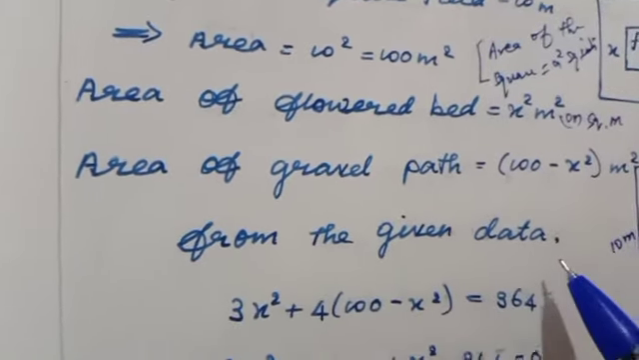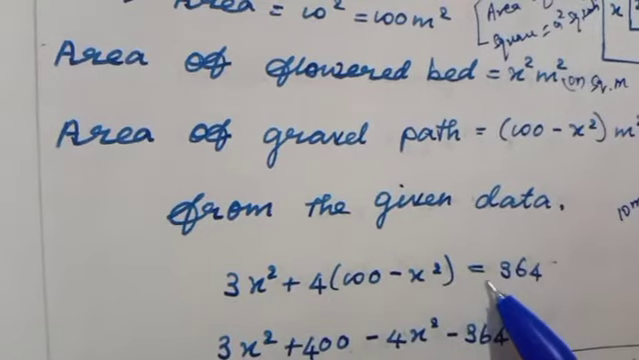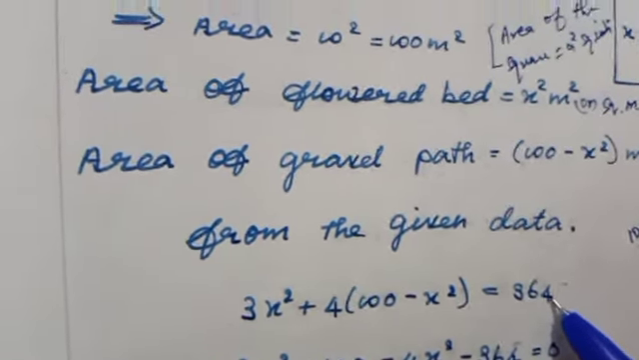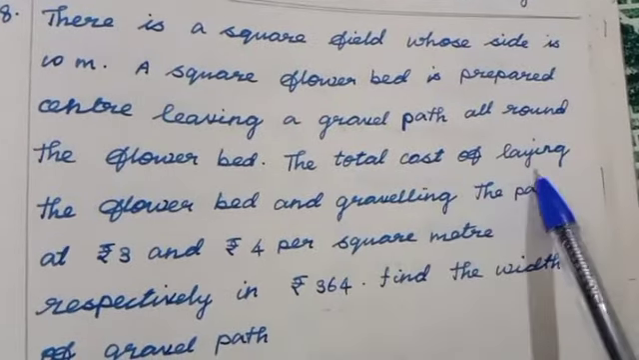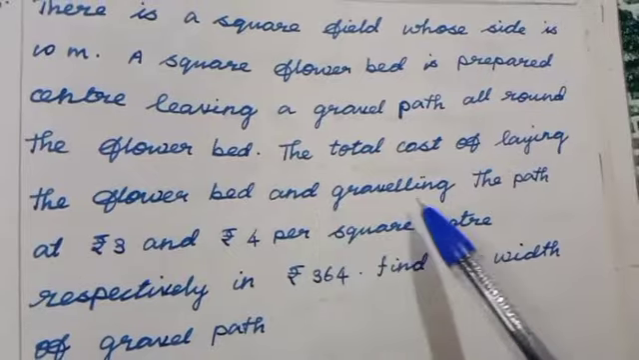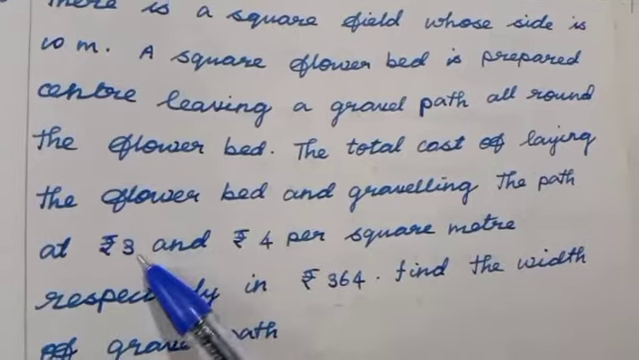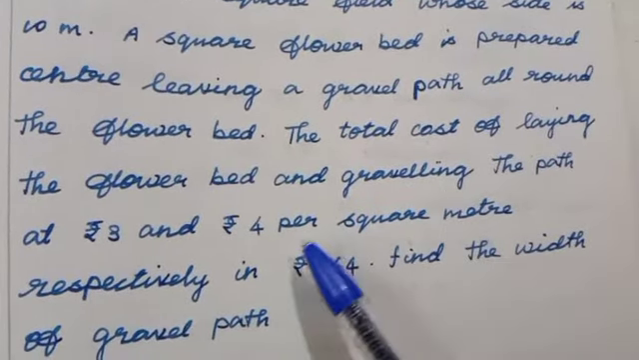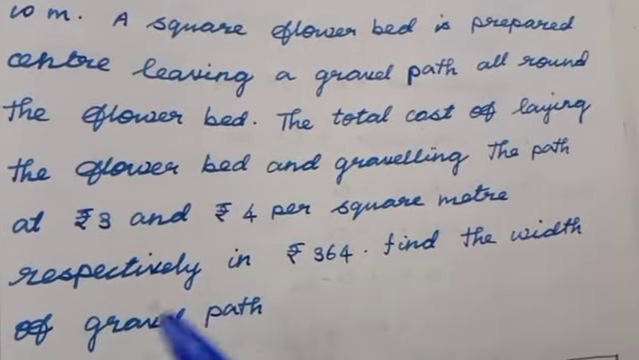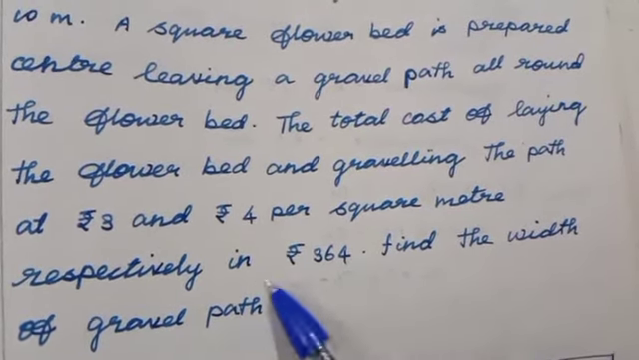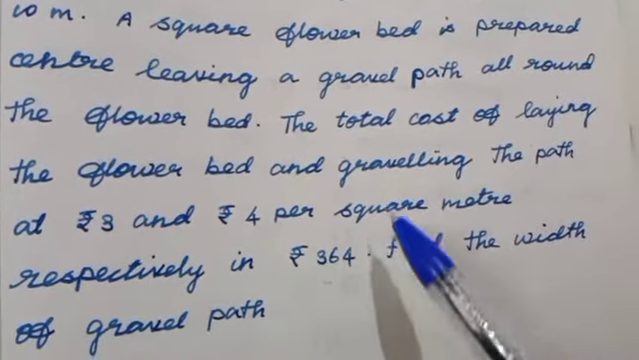From the given data, 3x squared plus 4 into (100 minus x squared) is equal to 364. What is the given data? Listen students. The total cost of laying the flower bed and graveling the path at rupees 3. The cost of laying the flower bed is rupees 3. Then for the graveling path, the related amount is rupees 4. So respectively it is rupees 364, the total amount is 364. Using this statement, here to here.